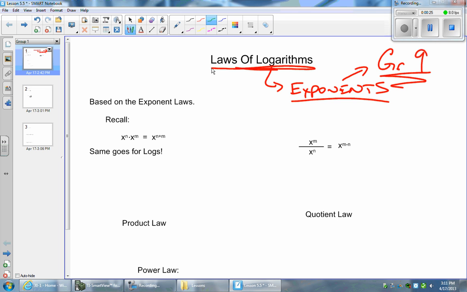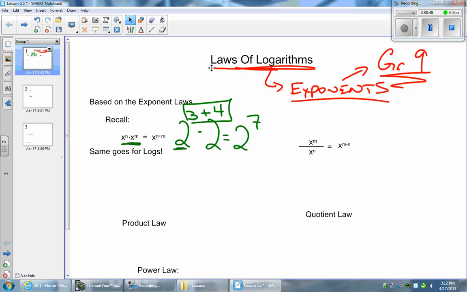Case in point. What law am I dealing with here? Well, yeah, this is that product law. Remember, if you have any kind of base to an exponent like this, times another with the same base, let's say to the power of 4, all you have to do is add those exponents and it works out. So this in fact becomes 2 to the power of 7. Well, you know what? Same thing goes for logs.